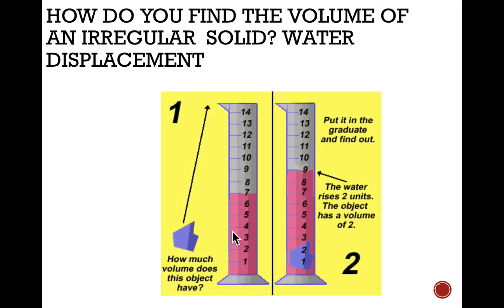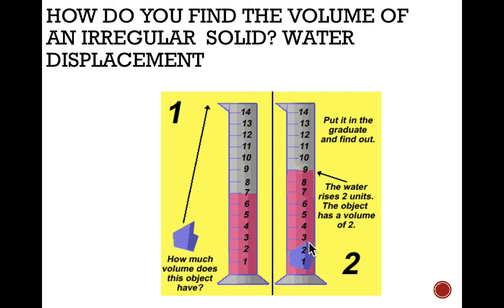So look at this graphic here. We've got this irregularly shaped solid. It's not a perfect cube or a perfect sphere where we can take measurements of radius or length or depth or height in order to find the volume exactly. It's irregular, but it does have a volume. It does take up space. So you take a graduated cylinder and you fill it to a certain amount that you know. So this graduated cylinder is filled to 7.